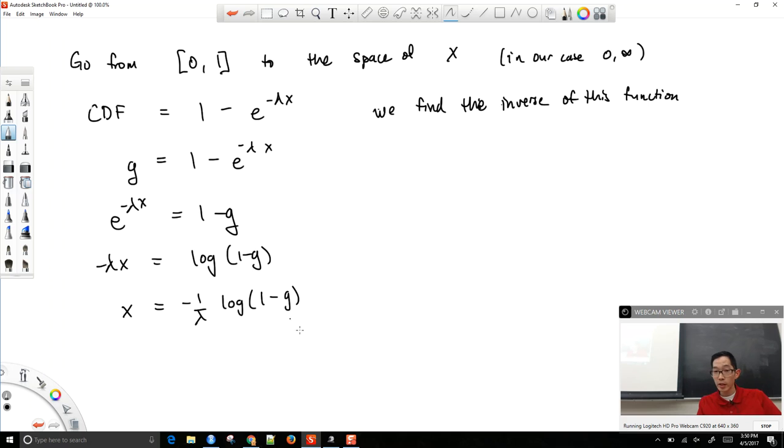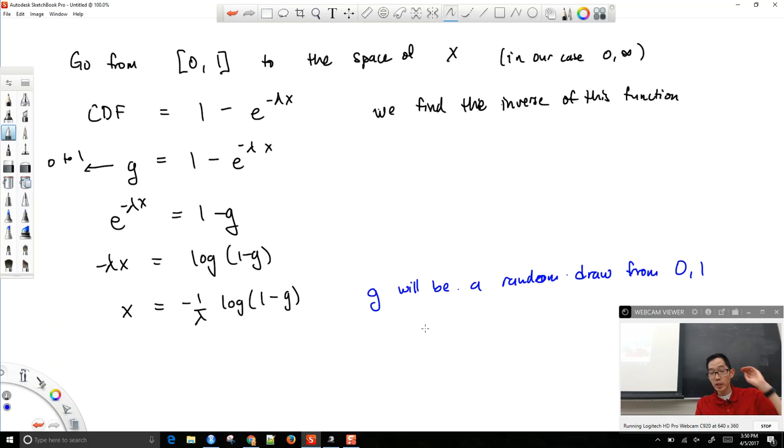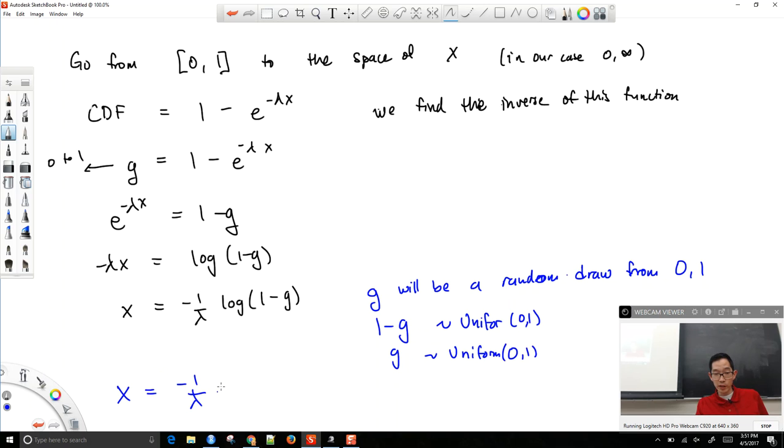Okay, and then g here, again, g goes on the space 0 to 1, and so we're going to replace this with a random draw from 0 to 1. Okay, so we'll just say g will be a random draw from 0 to 1. Technically 1 minus g is uniform 0, 1. If g is uniform 0, 1, 1 minus g is also uniform, right? Okay, and so we can then say x is equal to negative 1 over lambda log of u.